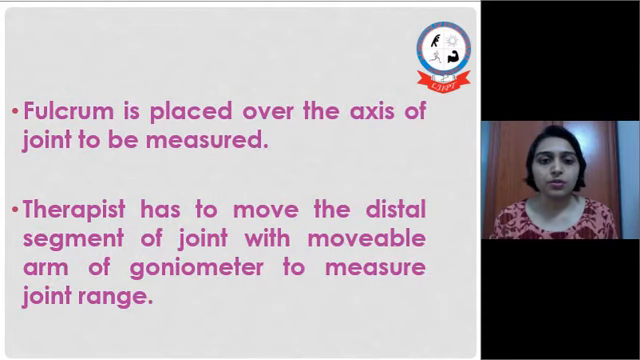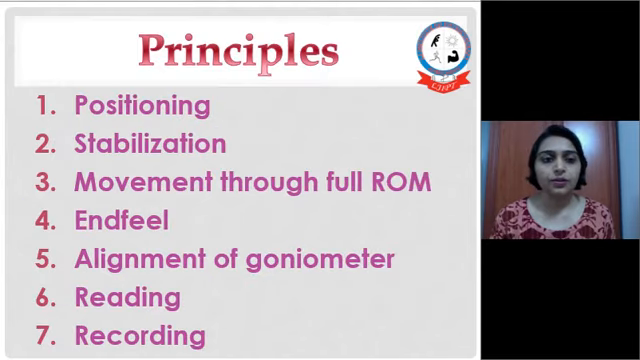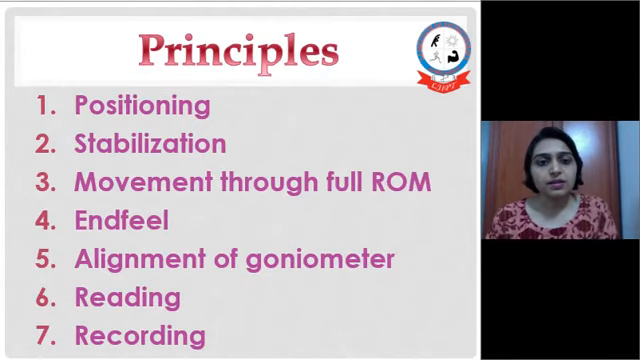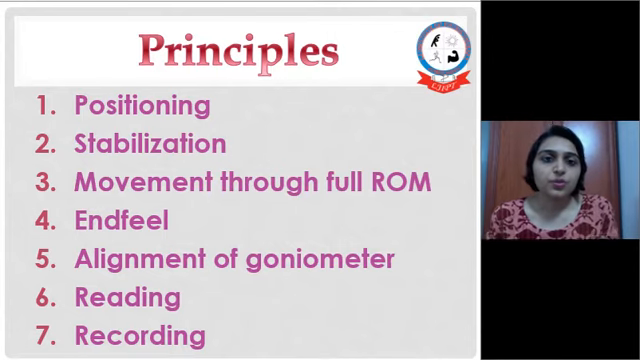The fulcrum is placed over the axis of the joint to be measured, and the therapist has to move the distal segment of the joint with the movable arm of the goniometer to measure the joint range. So let's discuss the principles of goniometry in detail, which may include: first is positioning.